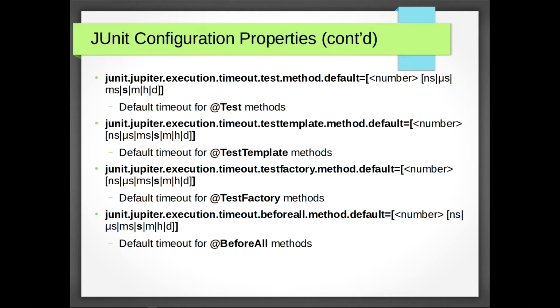Alright, the next one deals with the default timeout for @TestTemplate methods. And the configuration property is junit.jupyter.execution.timeout.testtemplate.method.default equals a number of either nanoseconds, microseconds, milliseconds, seconds, minutes, hours, or days. And I'm going to give you 45 seconds to write it out.